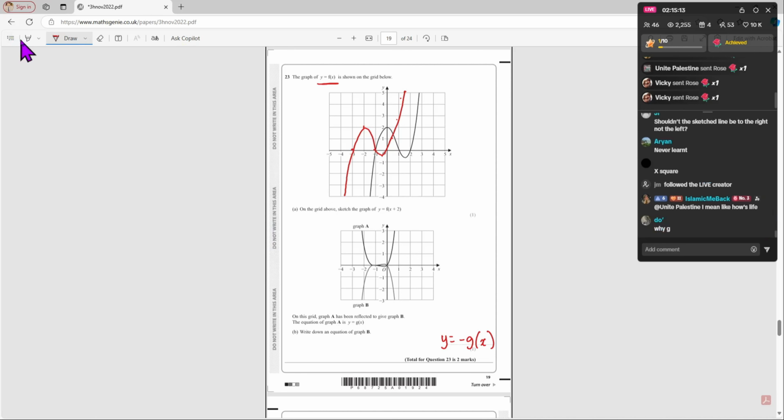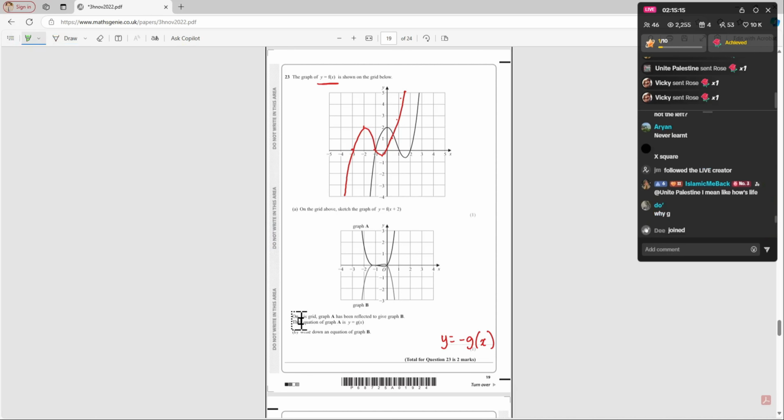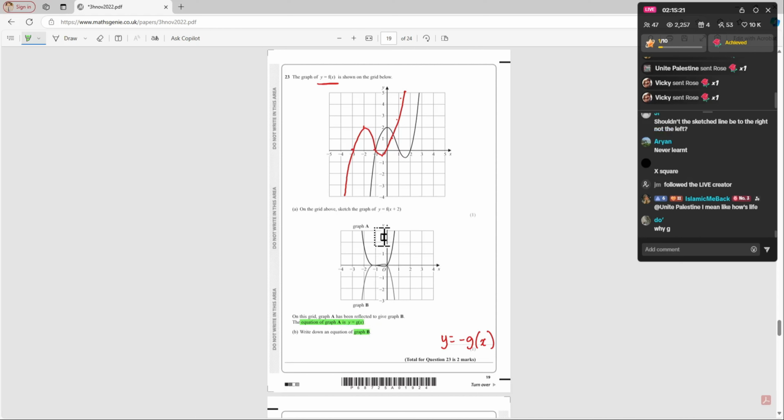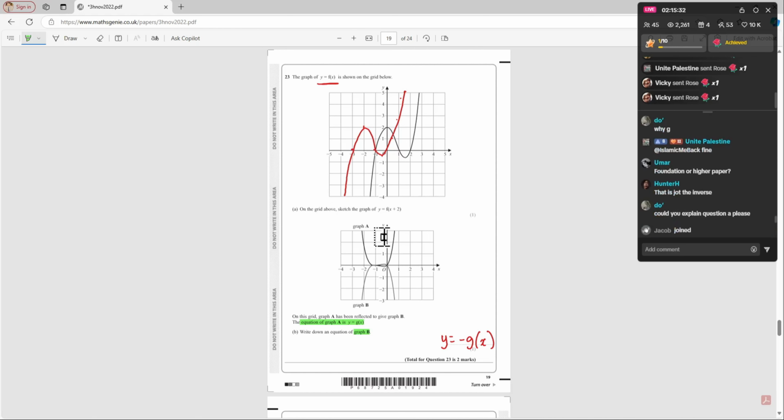Because that is what it says. It says the equation of graph A is y is equal to g(x). To work out graph B, it's going to be the inverse, okay? It's because it's reflected. It's going to be inverted. It's going to be y is equal to minus g(x). This is the higher paper. You're just doing the inverse, okay?